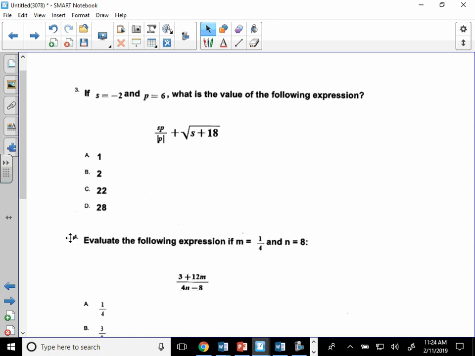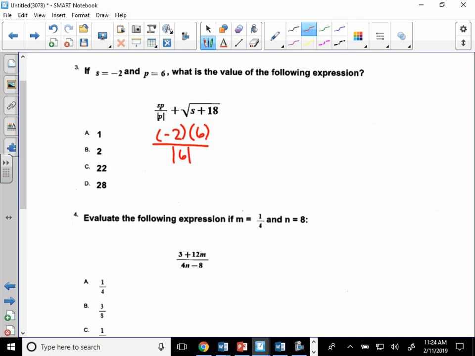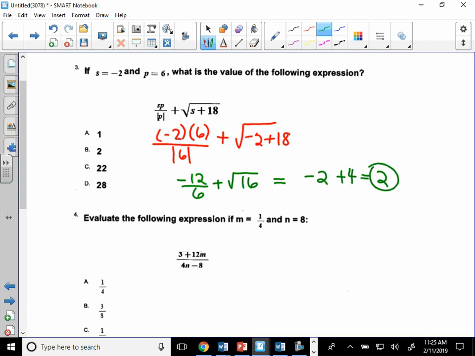All right, number 3. Next page. All right, number 3, another substitution. Make sure you take your time on these. So we're going to substitute. So I have a negative 2 times 6 over the absolute value of 6 plus the square root of a negative 2 plus 18. All right, that looks like negative 12 divided by 6 plus the square root of 16. That equals a negative 2 plus 4 equals a positive 2.